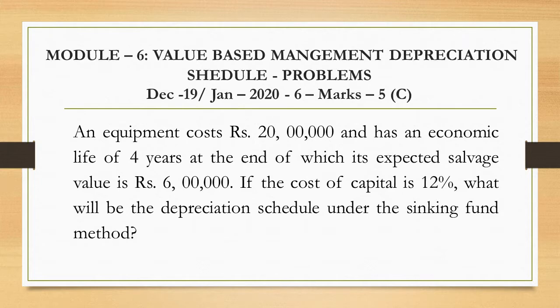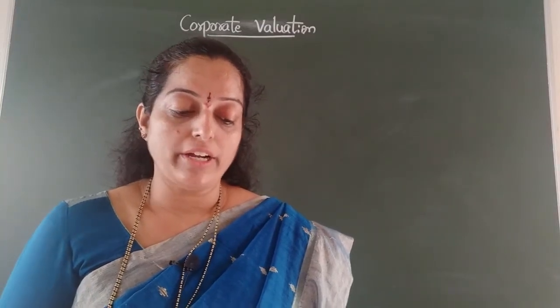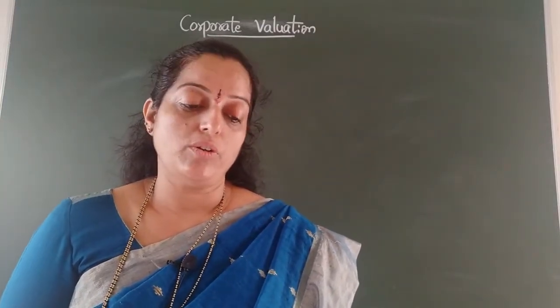An equipment costs 20 lakhs and has an economic life of 4 years, at the end of which its expected salvage value is 6 lakh. See, they have given equipment cost is 20 lakh, economic life is 4 years, salvage value is 6 lakh. If the cost of capital is 12%, what will be the depreciation schedule under the sinking fund method? Under the sinking fund method, we need to find out the depreciation schedule.